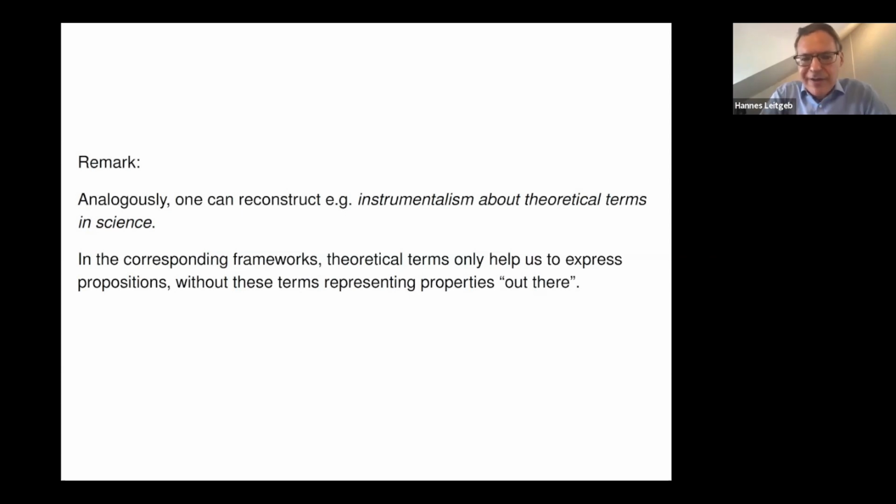They would only help us to express propositions. Again, if you're an old-fashioned instrumentalist, the proposition will then be just about the observable part of the world, as it were, okay? But you don't even need to buy into that, okay? You could be an instrumentalist without that particular emphasis on observability, okay? In any case, if you're an instrumentalist about theoretical terms in science, what that means is you think of these theoretical terms as merely expressive devices. They help us to express propositions, but they do not represent any properties out there or relations out there in the world waiting for us to be discovered, okay?